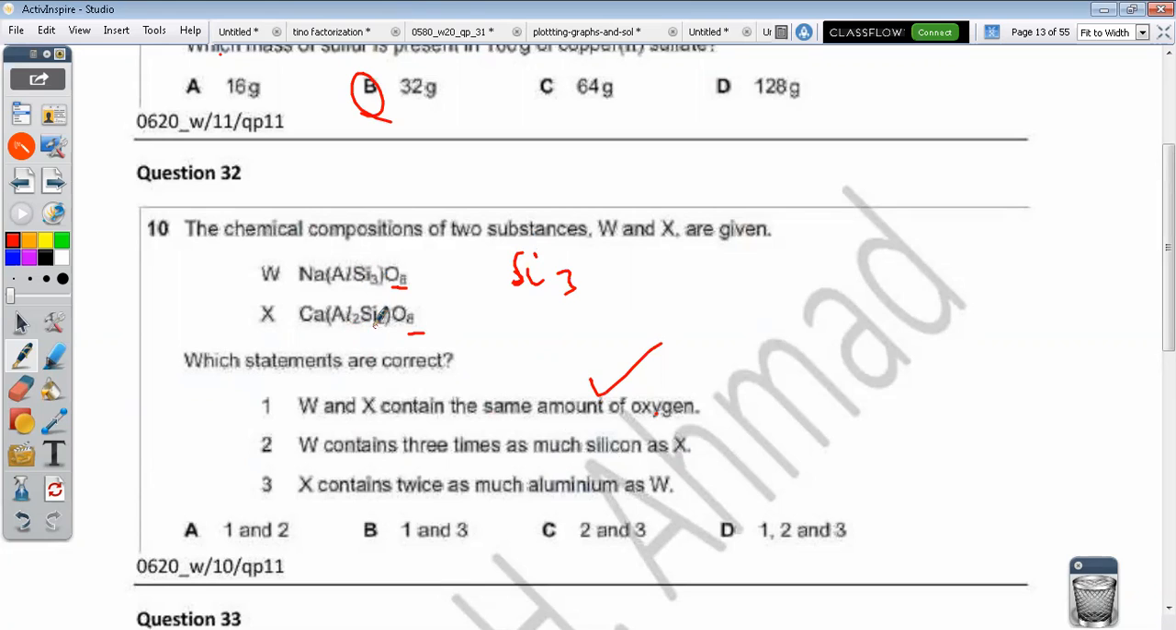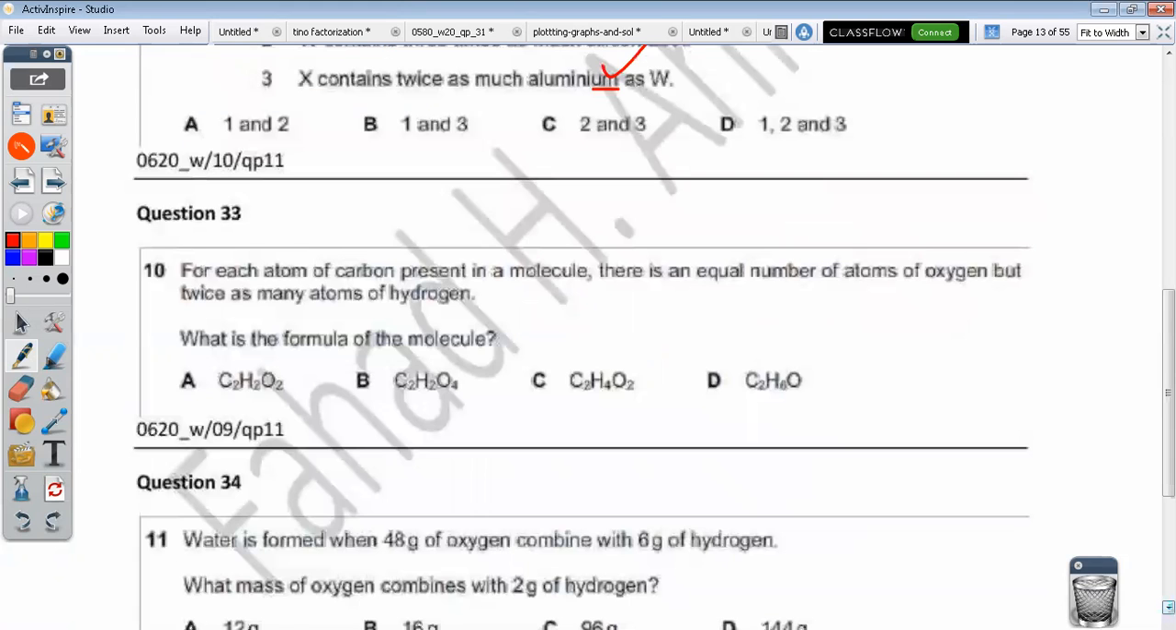How much silicon is in this one? Silicon, we only have two, huh? So that's not correct, yeah? It's not three times wrong. Clear? X contains twice as much aluminium. X has got twice, and this has got one, correct? You see that? So the answer is one and three. Making sense?